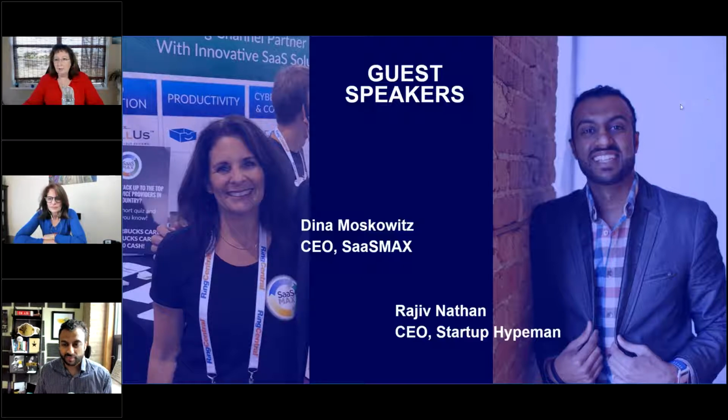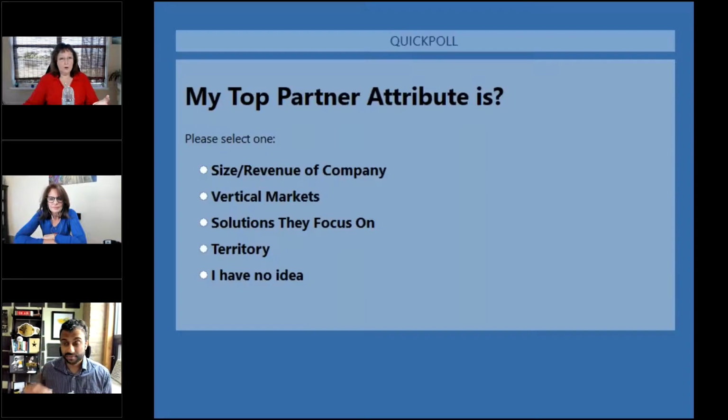And the poll is, what is your top partner attribute? What do you think your top partner attribute is? And Dina and Rajiv, why is it so important to know what the ideal is for your partners?